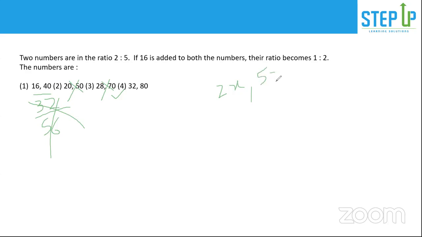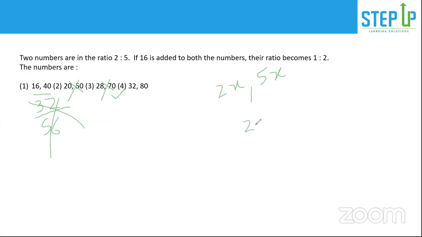Ratio means... Ratio does not mean that the numbers are exactly 2 and 5. They may be, but they could be 2 or 5, right? They could be 1 or 2.5. They could be 4 and 10. They could be 200 and 500 also. They could be 2 lakh and 5 lakh also. I don't know the exact number because I don't know the value of x, but I know this is the ratio. Okay. Now he says 16 is added to both the numbers, ratio becomes 1:2.